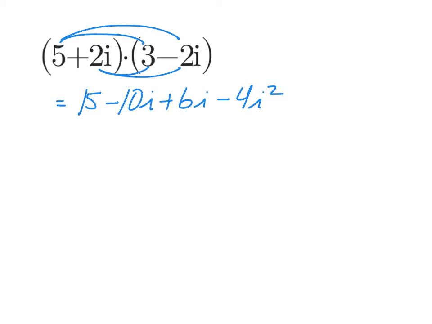When we get to combining like terms, of course, this i squared we said was a negative 1. So minus 4 times negative 1 will turn this minus into a plus. So now we can combine like terms. The i squared isn't there anymore, so 15 plus 4 is 19. And then in the middle, we got negative 10i plus 6i makes negative 4i.